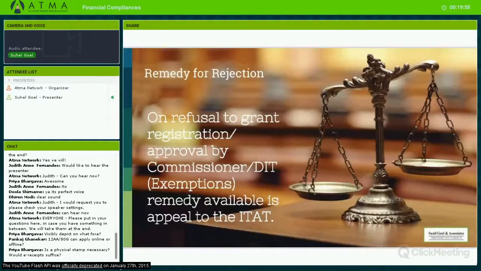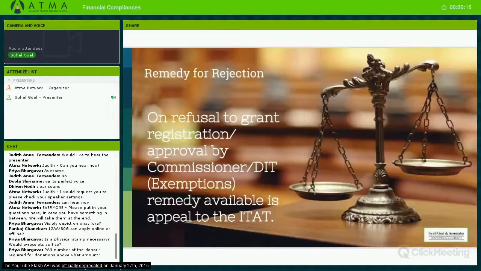Finally, in case there is a refusal by the Commissioner or the DIT (Exemptions), then you have to apply to the Income Tax Appellate Tribunal. You could also alternatively look at filing another application, but either of these two scenarios need to be carefully considered before proceeding and taking whatever decision you decide.